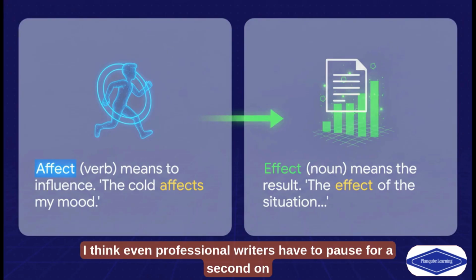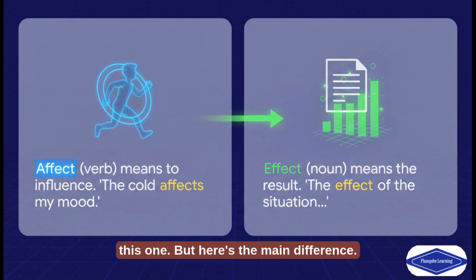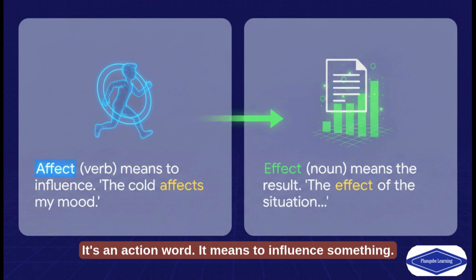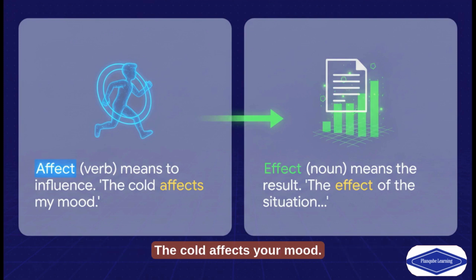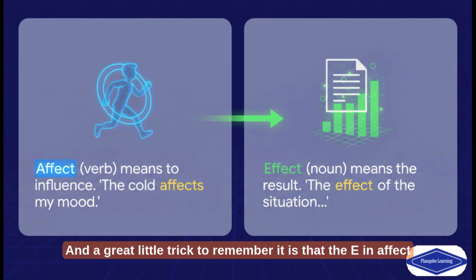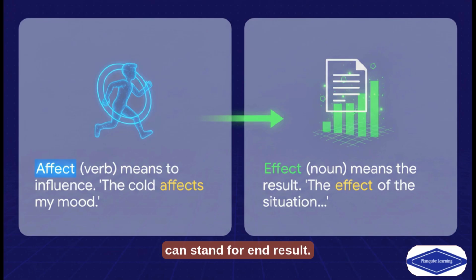Affect and effect. I think even professional writers have to pause for a second on this one. But here's the main difference. Affect with an A is almost always a verb. It's an action word. It means to influence something. The cold affects your mood. Effect with an E is the noun. It's the result, the outcome. And a great little trick to remember it is that the E in effect can stand for end result.